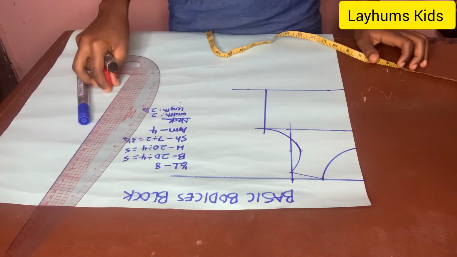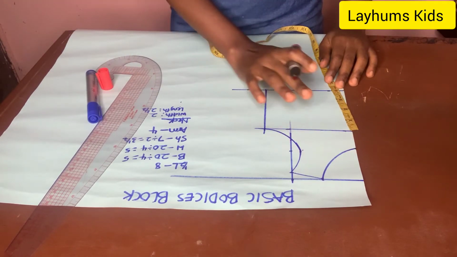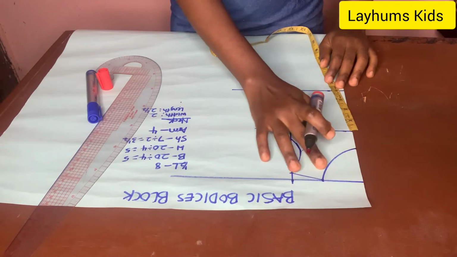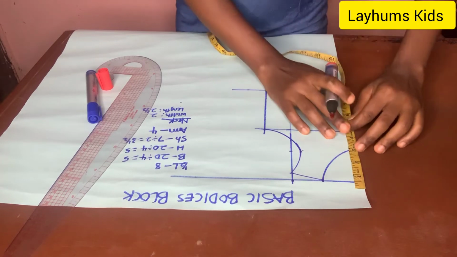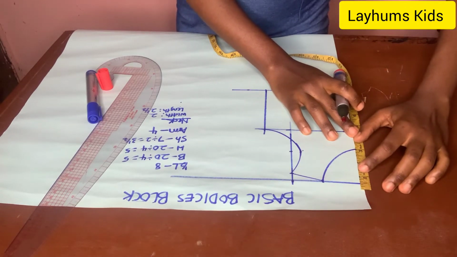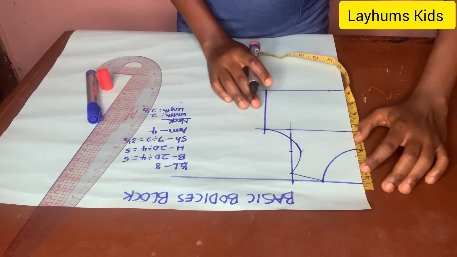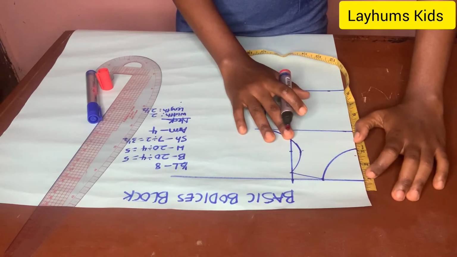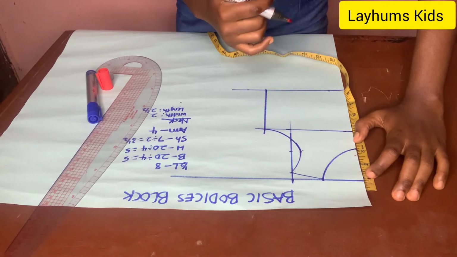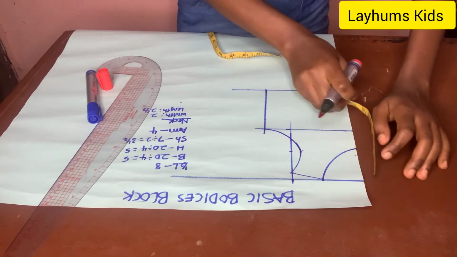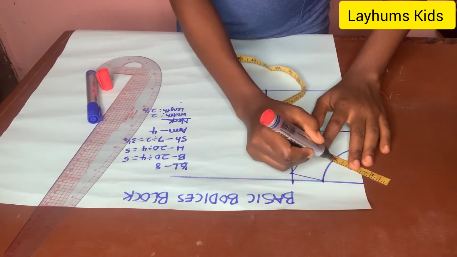So I want to use this red marker to mark the allowances so that you won't confuse it with this initial drafting I did. I'll add half-inch allowance to the neck, and I should line this dress. So the half-inch allowance is what I'll use to turn the neck with the lining. I'll measure half inches.